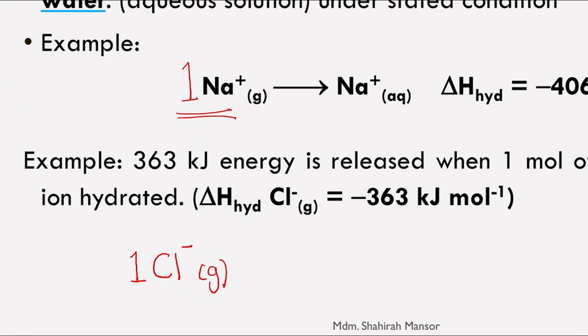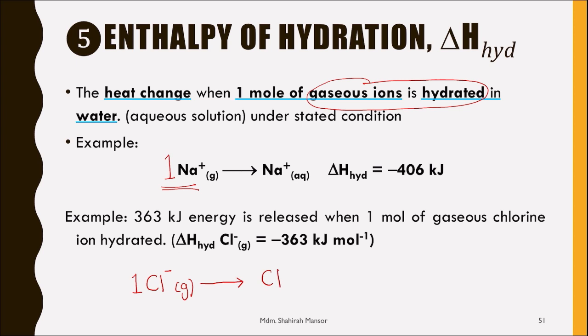So this Cl minus, when it is hydrated, you will get Cl minus aqueous. This happens during the hydration process. The gaseous ion will become an aqueous ion. You don't have to put 1 in this thermochemical equation. And then the delta H hydration will be negative 363 kilojoule. Again, why is it not per mole? Because we already set the 1 mole in this reactant, according to the definition as well.